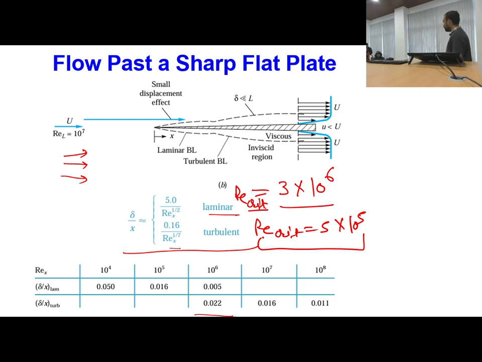Is this point clear? Please make this point very clear, that for smooth and idealized situations, the transition from laminar to turbulent flow occurs at a Reynolds number of 3 into 10 to power 6. But for practical scenarios where we have rough plates and slightly disturbed free streams, the critical Reynolds number will be 5 into 10 to power 5.